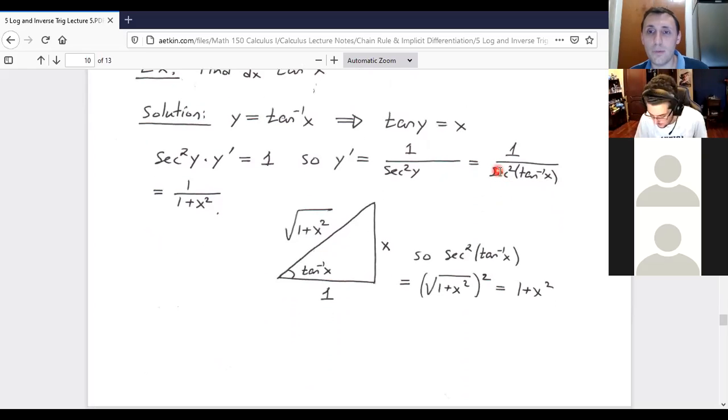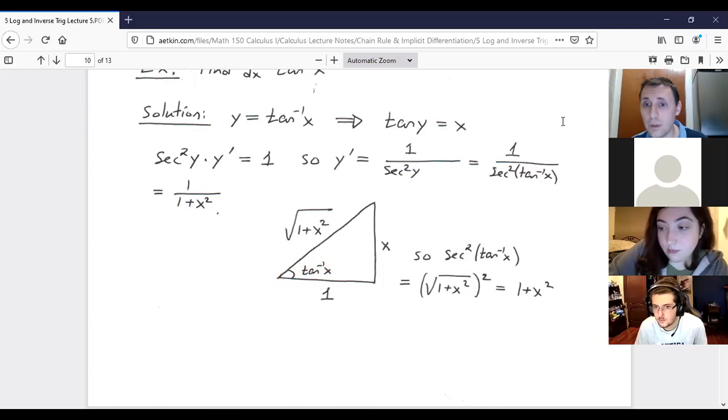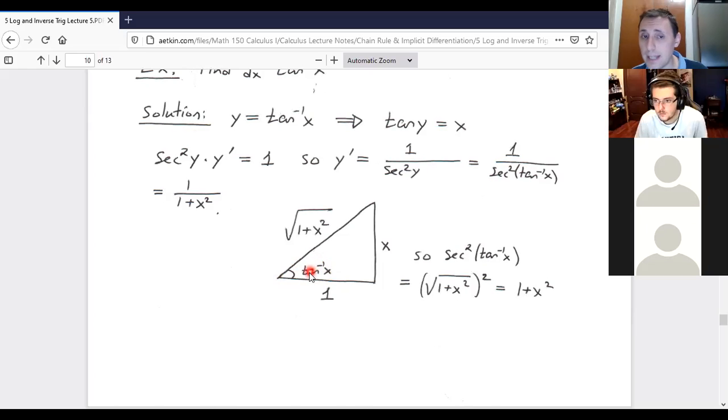So what is secant of tangent inverse? Again, I place the angle tangent inverse. Tangent inverse means if I apply tangent to this, guys, that's a very important step, let me know if you understand it. That means apply tangent to it and you get x.